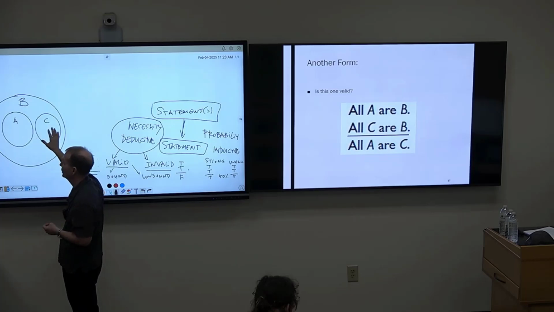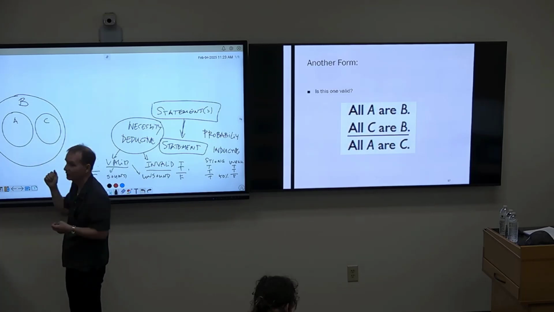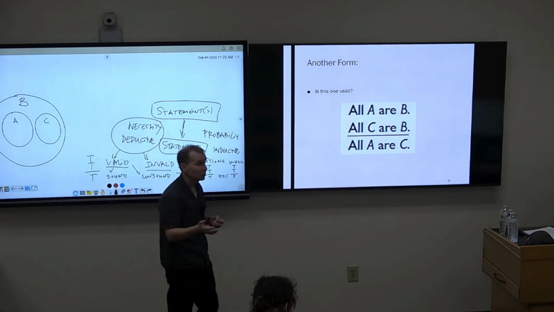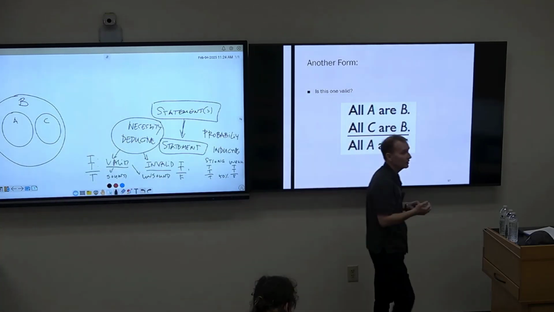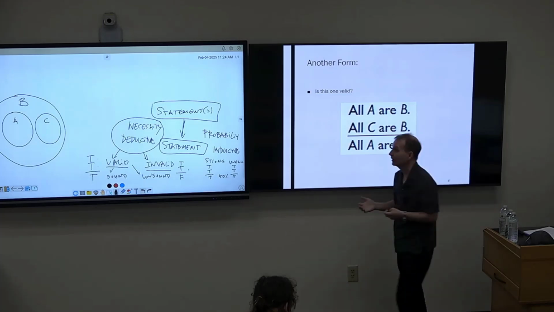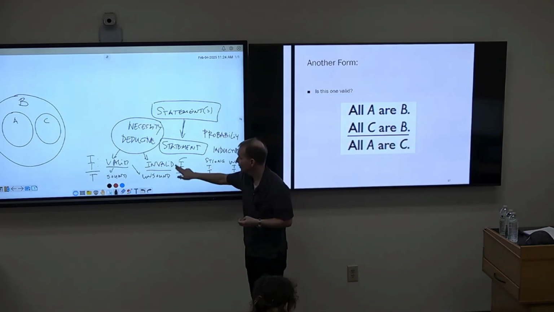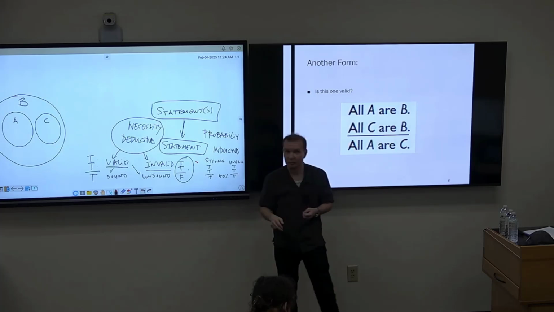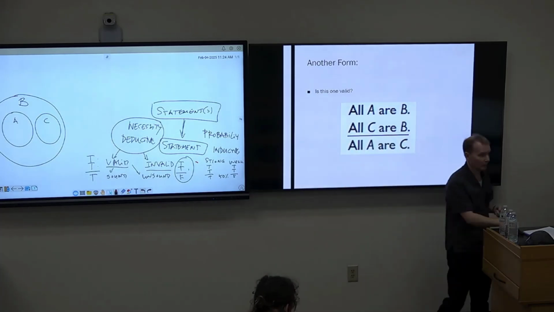And if this is the way you do it, does it tell you that all A are C? No, it doesn't prove it. It's possible that it is the case, it's also possible it's not. Remember that if it's possible that it's not, then it is an invalid argument. So that would be an invalid form.